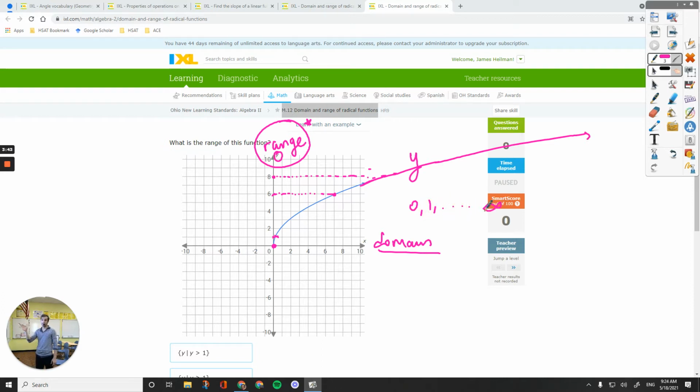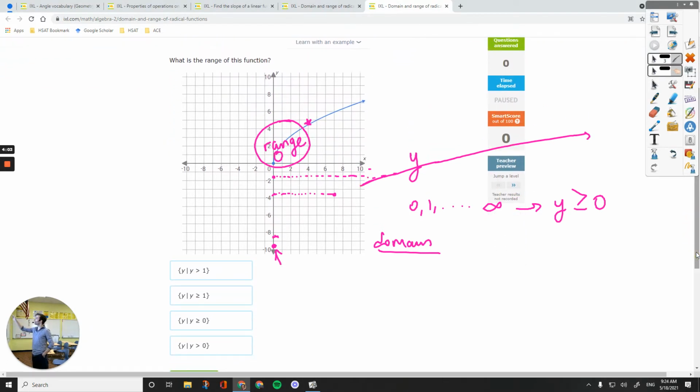This is just the range. We are just talking about up and down movement. So that means y values are going to be greater than or equal to 0. Because this one is a filled-in circle, that means the point is included. So that 0 is going to be included. If I scroll down and see which one, the third one is going to be my answer right here.